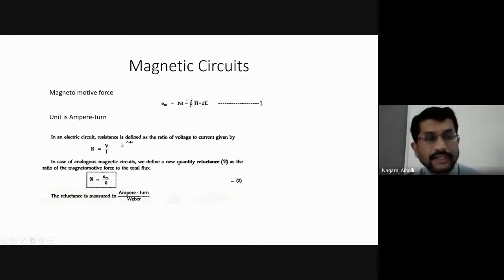Then in electric circuit, the resistance is given by the ratio of voltage to current. R is equal to V by I. In magnetic circuits, the reluctance is the ratio of the magnetomotive force to the flux. Reluctance is given by MMF divided by phi. In resistance, it is voltage divided by current. The reluctance is measured in terms of ampere turn per Weber, because the unit of the magnetomotive force is ampere turn, the unit of flux is Weber, hence the unit of reluctance is ampere turn per Weber. Fine.